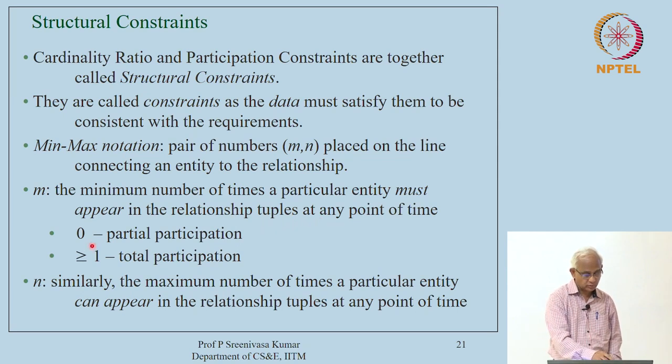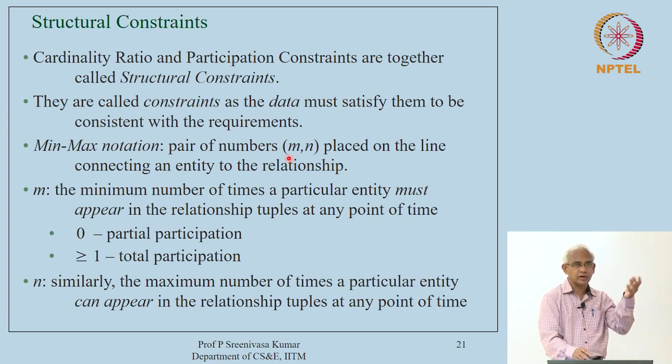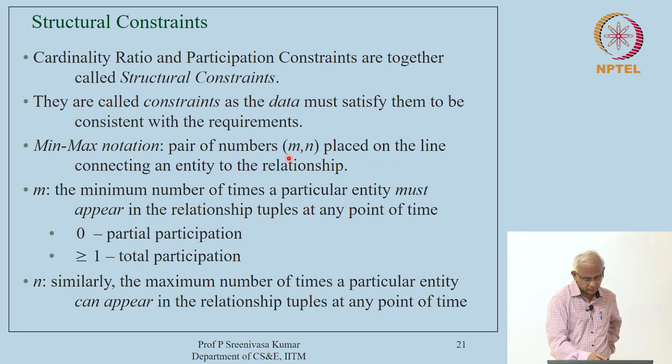If the min is 0, then it captures partial participation. That particular entity may not appear in any tuple, so even 0 is allowed. That basically takes care of partial participation, and then greater than or equal to 1 is some number. You might wonder what happens if you do not know the actual number, if there is no such limit. Okay, we will come to that.